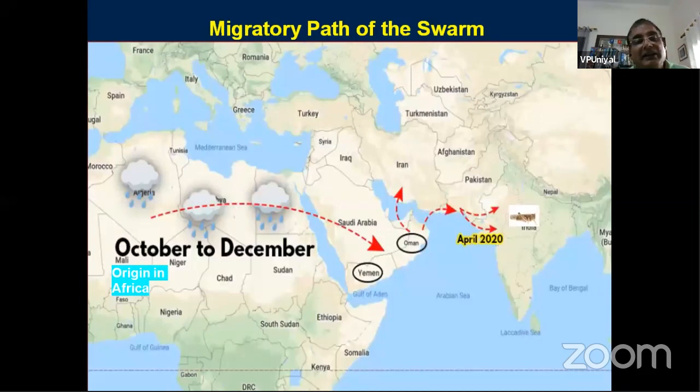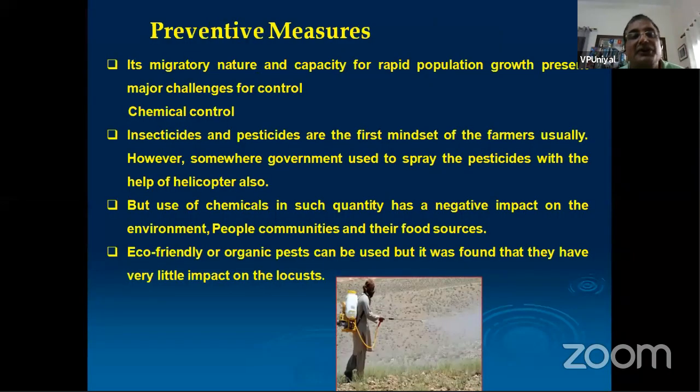The route of this locust was to reach Oman, but they moved with the wind velocity. From Africa, they were planning to reach up to the Oman area, but the wind velocity was in the upper regions. Then they reached Pakistan, and from Pakistan they reached Rajasthan, and from Rajasthan to Madhya Pradesh, then Uttar Pradesh. I got the information this morning that they are touching the Uttarakhand borders.